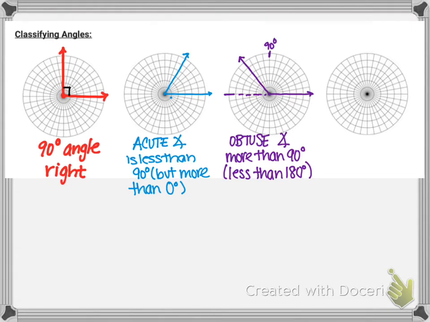Which brings us to our last angle, which is what we call a straight angle. Really it could be called a straight line, right? So a straight angle is exactly 180 degrees, or it's just a straight line. So those are our 4 types of angles that we'll commonly see and that we should be able to classify.